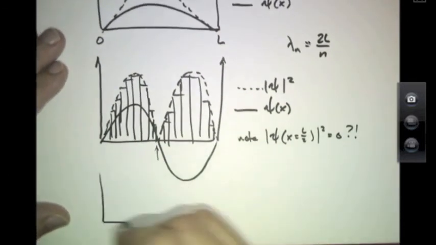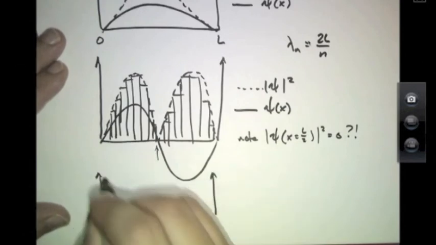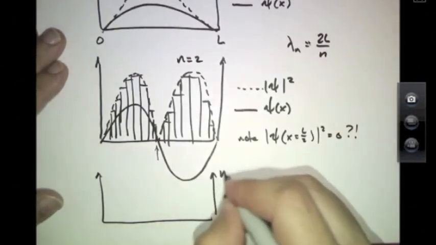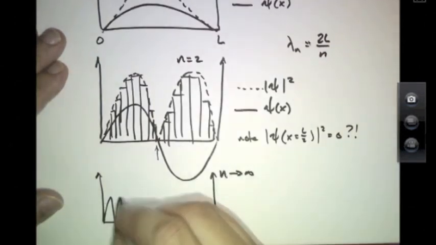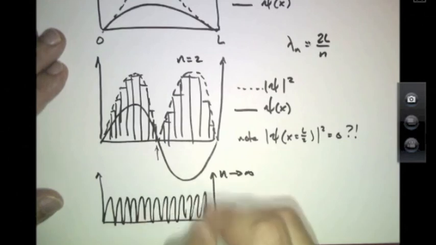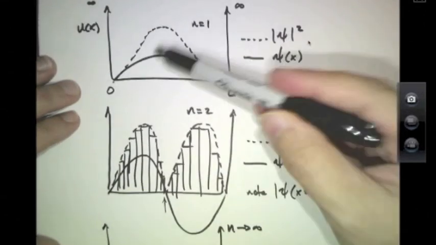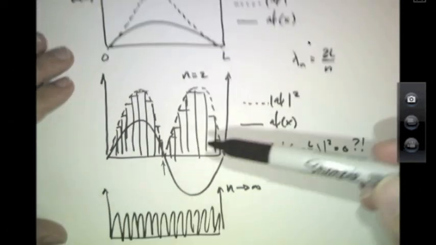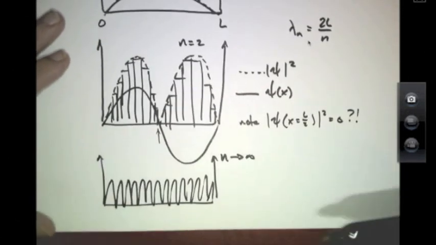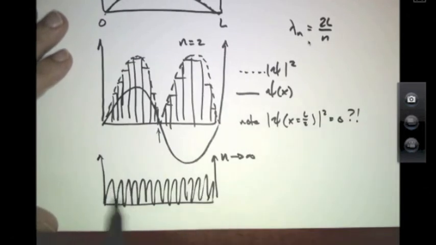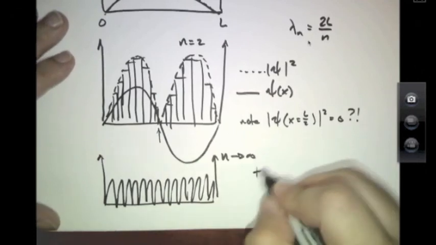Notice what happens in the large n limit. This is n equals 2 again, I should say. In the large n limit, I expect a probability distribution with a huge number of peaks like this. Notice n equals 1 had one peak, n equals 2 has 2, and n equals 3 would have 3, and so on. Well, n going to infinity is going to have a huge number, and they're going to become incredibly closely spaced together. This is almost like the classical limit.